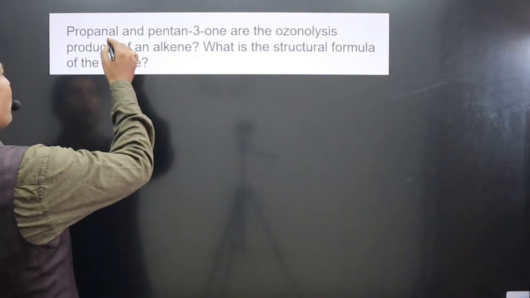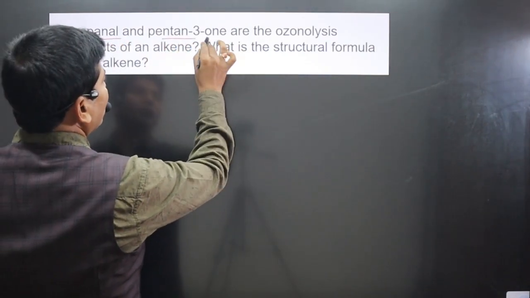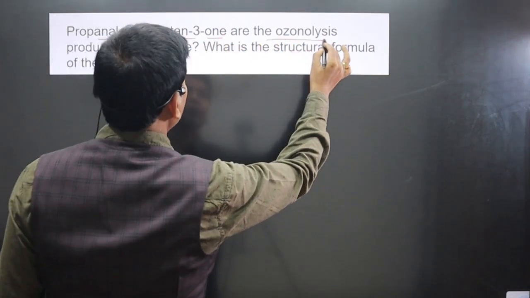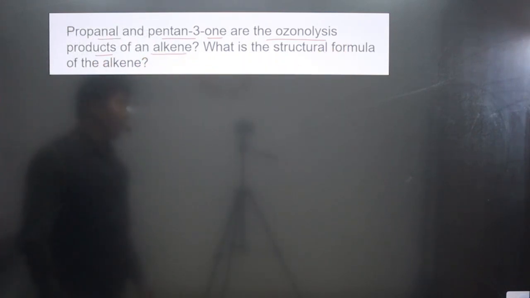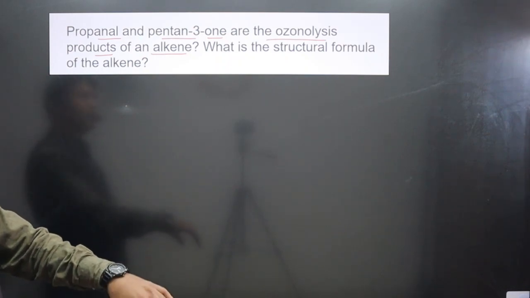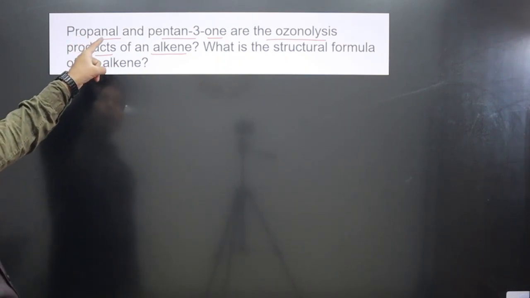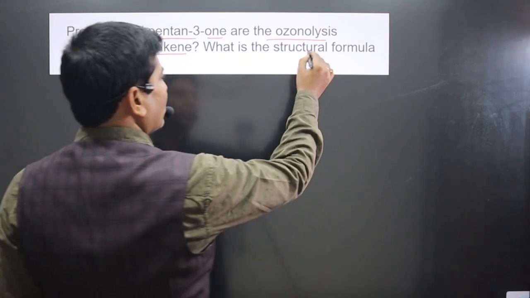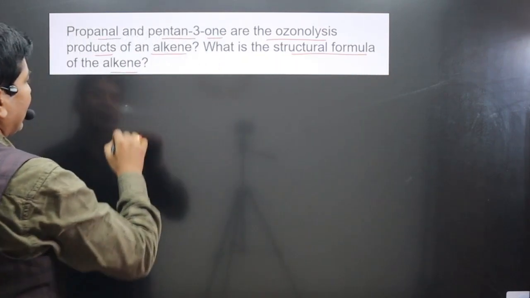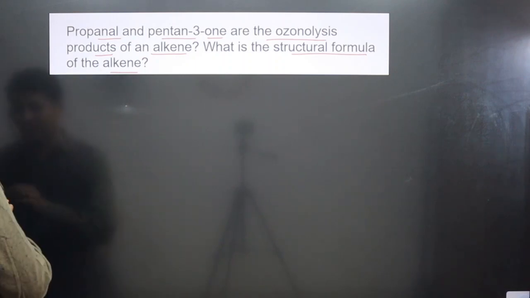The question says propanal and pentan-3-one are the ozonolysis products of an alkene. The alkene undergoes an ozonolysis reaction to produce propanal and pentan-3-one. What is the structural formula of the alkene? We can write this chemical reaction.